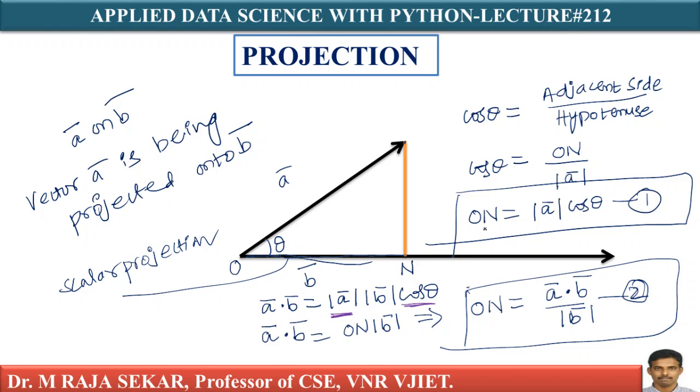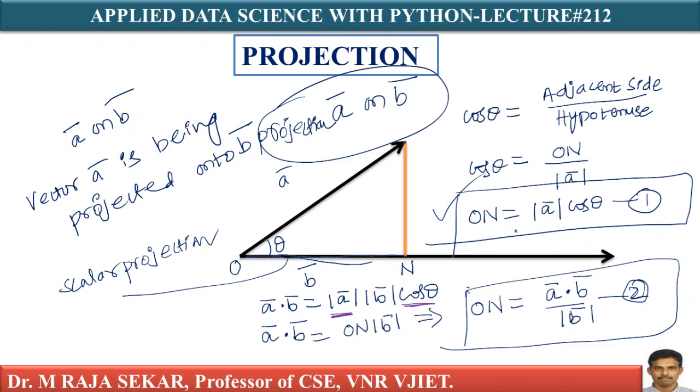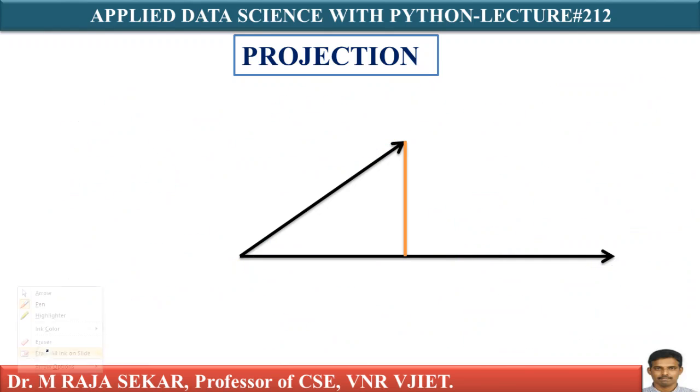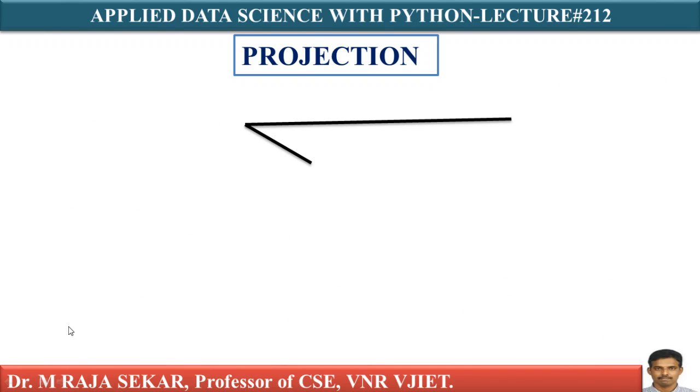My 2 equations are these 2 forms here for the projection of A bar on B bar. That you must understand. Whose projection? Projection of A bar on B bar. We have two different forms. One is ON equal to mod A bar cos theta, and another one is ON equal to A bar dot B bar by mod B bar. These two forms are important. We will first understand the scalar projection with a numerical example, so that we can understand the vector projection after that.